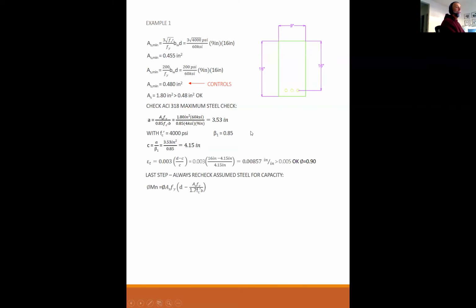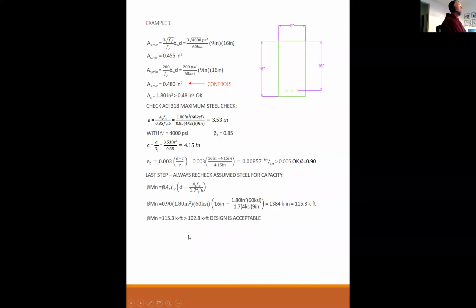So my equation for a singly reinforced rectangular beam is phi Mn = phi As fy (d minus As fy over 1.7 f'c b). I plug in all the pertinent values. I get 1,384 kip-inches, because everything in this is in inches. Divide by 12 to get 115.3 kip-feet. And finally, phi Mn is equal to 115.3 kip-feet, greater than 102.8 kip-feet, which was my demand, so my design is acceptable.